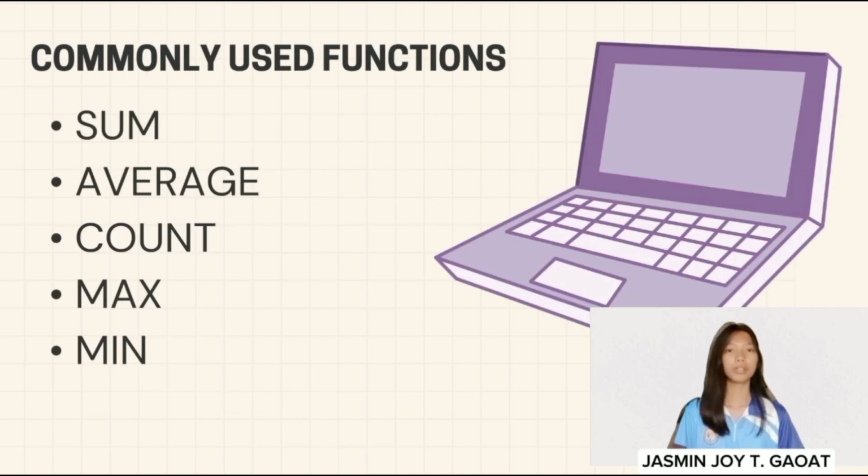And these are the commonly used functions in Excel. First is the sum. Adds all values in the selected cells. And then second, the average. Calculates the average by dividing the sum of values by the number of cells. Third is the count. Counts the number of cells with numerical data. Fourth, max. Returns the highest value from the selected cells. And then fifth is the min. Returns the lowest value from the selected cells.